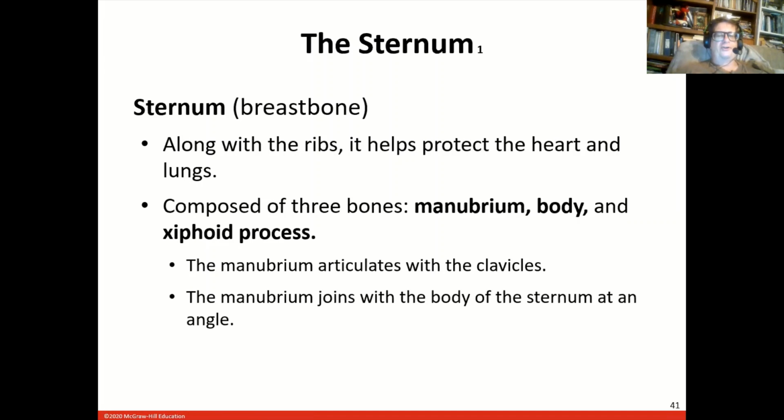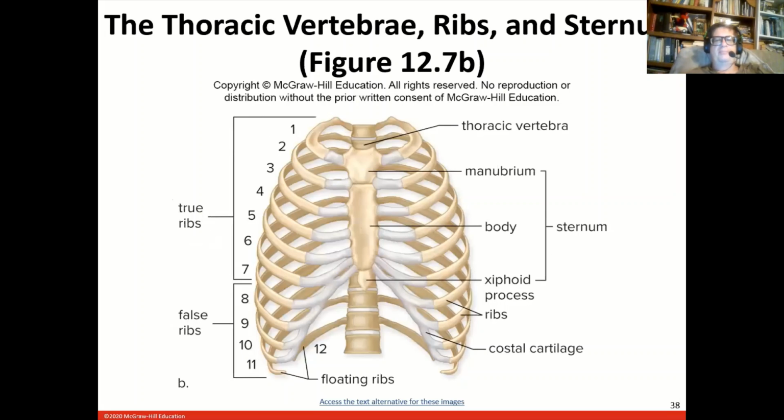All right, so the sternum or breastbone, it says along with the ribs, protects the heart and the lungs. The 3 main parts: the manubrium at the top, the xiphoid at the bottom, in between the body. I already told you that the body, there are actually individual little sternebrae that will fuse together. Anyway, the manubrium articulates with the clavicles, the collarbones. Your collarbones join with the manubrium at the top, all right?